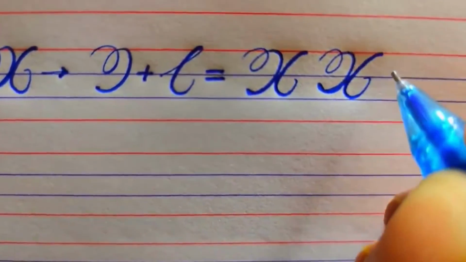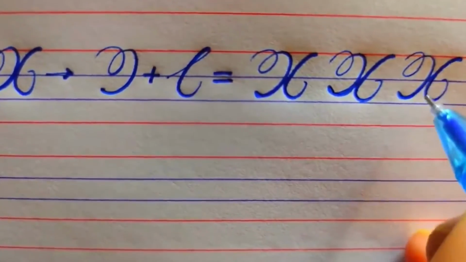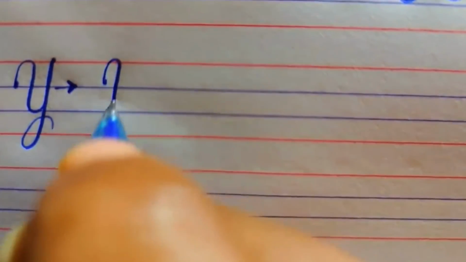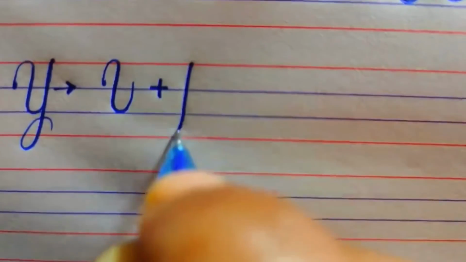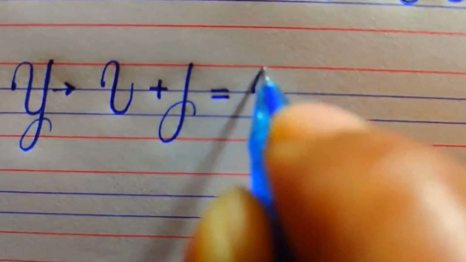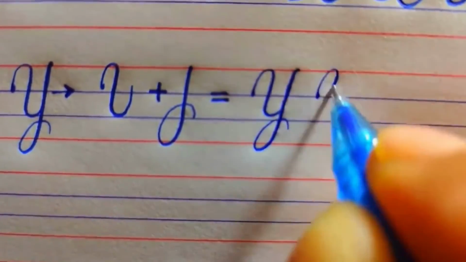X. Now the turn of Y. Here its first word plus the second is equal to Y.